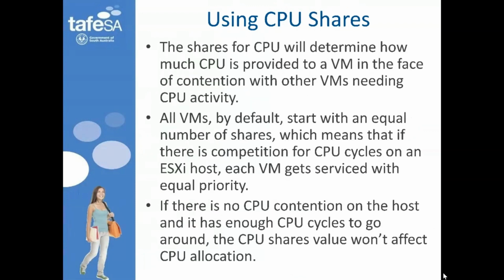CPU shares, same idea as with memory shares, it's a proportion. The shares of CPU determine how much CPU is provided to a VM in the face of contention. Contention means there's competition from other virtual machines needing CPU activity. All VMs by default start with an equal number of shares, which means that if there's competition for CPU cycles, the ESXi host gives each VM the same priority. If there's no CPU contention, the host has plenty of cycles to go around, and CPU shares have no effect.